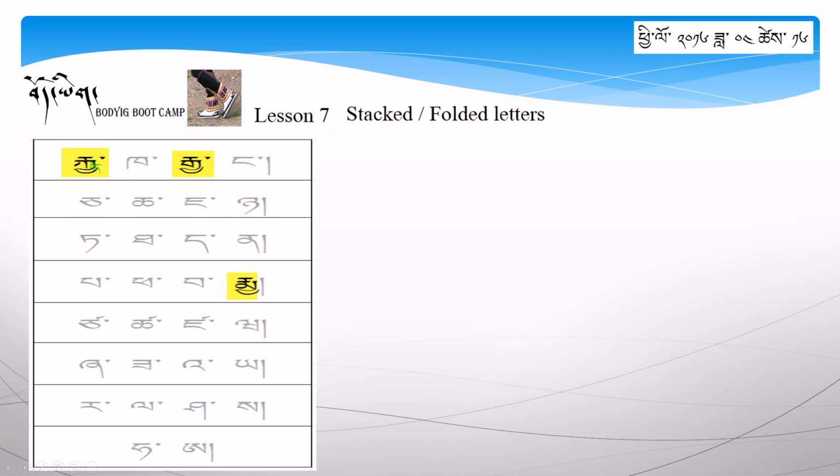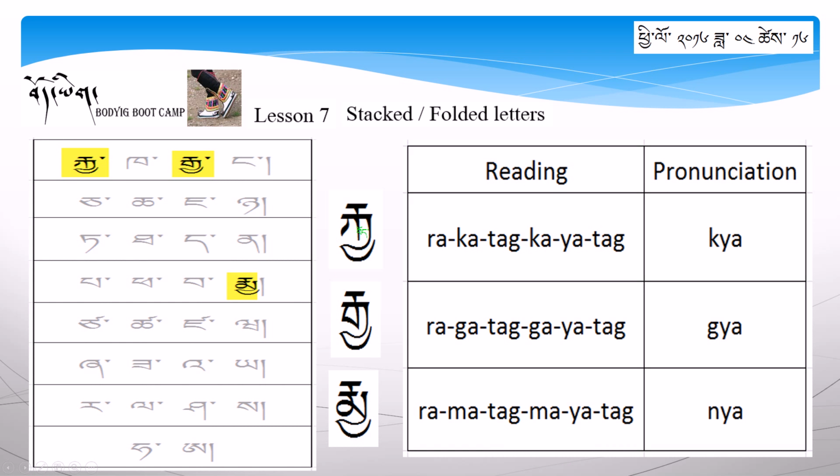Okay, so now we're going to do some more examples with these three-fold or stacked letters. The first one is ra, kata, kayata, kya. That's how you would read it and how you would write it. First you write ra, then you write ka, and then you write yata, right? And then the second one is ra, kata, gayata, kya, right? And then over here, the next one is ramata, mayata, nya. So that's how you would read this.